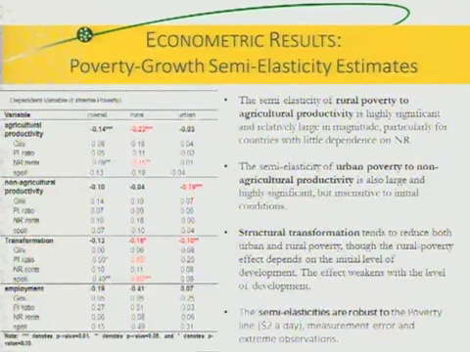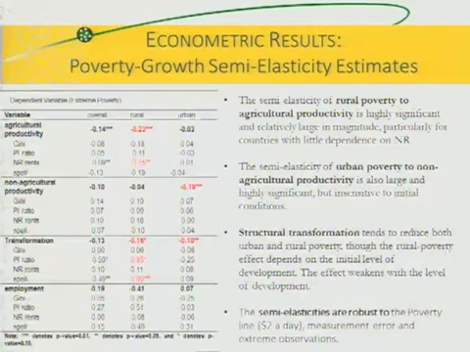In terms of the econometric results, we estimate what we call the poverty growth semi-elasticities, which are basically the percentage point change in poverty as a result of a 1% change in the right-hand side variable, in this case agricultural productivity, non-agricultural productivity, transformation, and employment. And we do find that there is a very strong effect of agricultural productivity on rural poverty reduction. This is statistically significant, and it's also large.